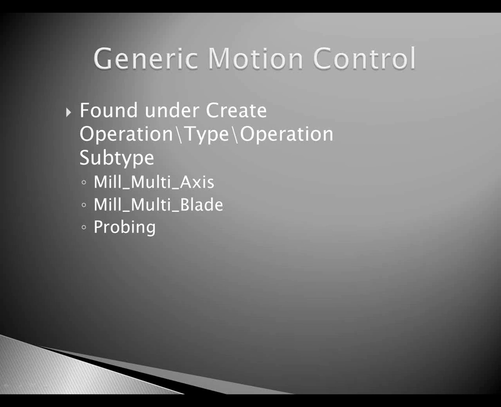Generic motion control. First, let's talk a little bit about GMC, or generic motion control. Usually it's used to move tools around parts that have a complex geometry, or in a multi-axis machine with complex positioning controls. It's found under the create operation type and operation subtype of mill multi-axis, mill multi-blade, and probing.